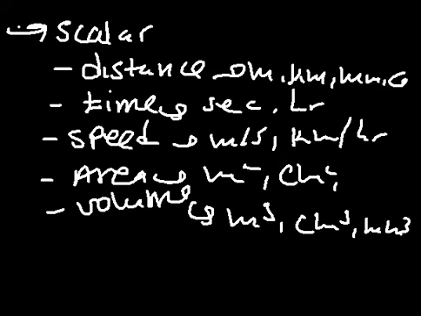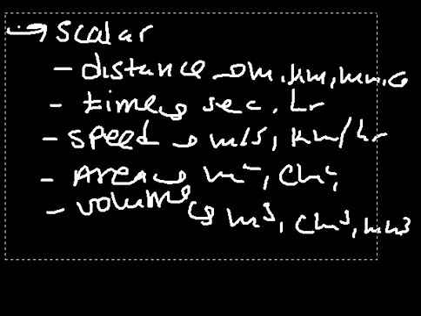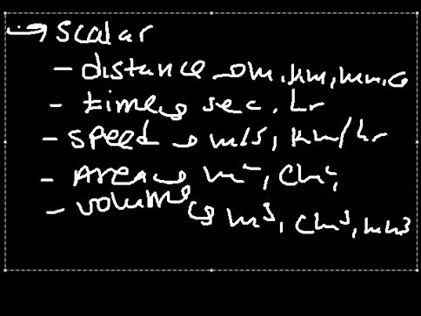These are scalar physical quantities. These are the quantities that can be expressed in terms of their magnitude. You can have, let's say, 5 meters, 60 kilometers, or 60 kilometers per hour. Those are scalar physical quantities.